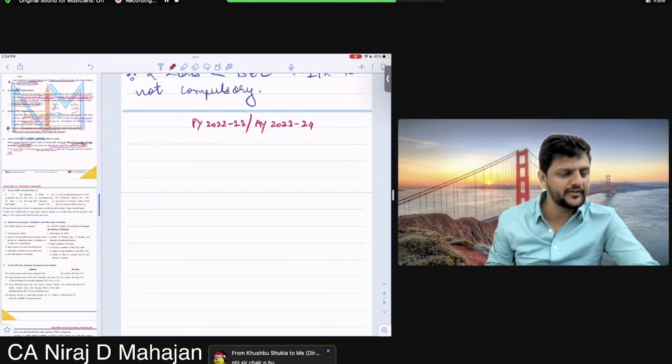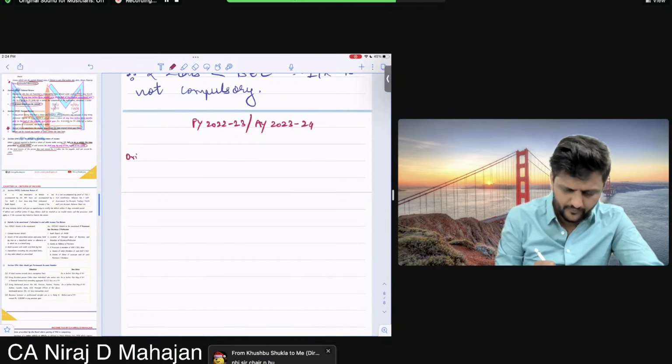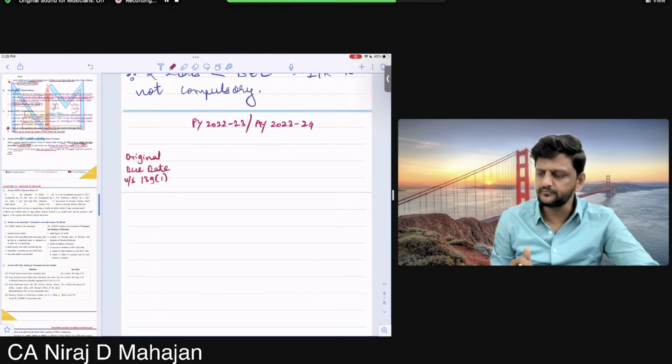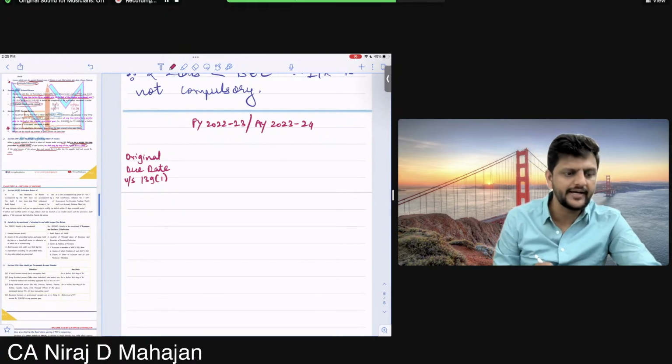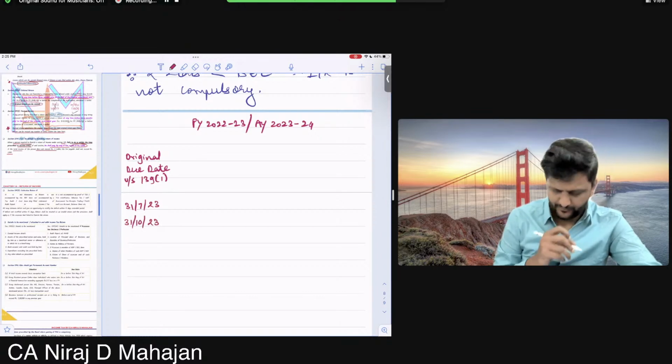PY 22-23, AY 23-24. Okay, let's go ahead, everybody. Pay attention. Original due date under section 139(1). All right. What are the dates, bachcho? What all dates can be there? 31st July, for your understanding, 23 I am writing. Then 31st October, correct na? 23. And bachcho 30th November, 23.